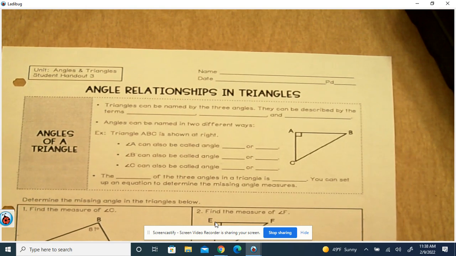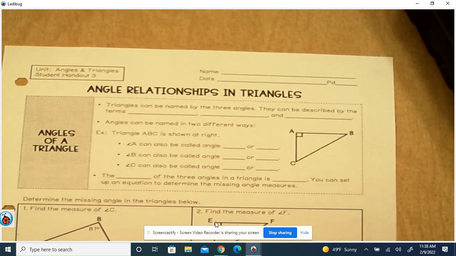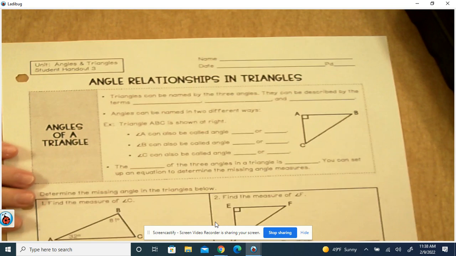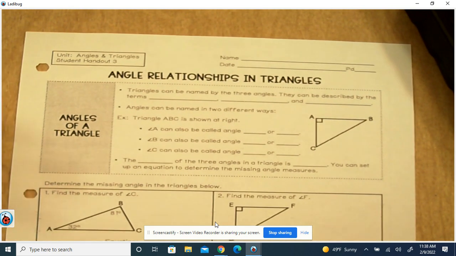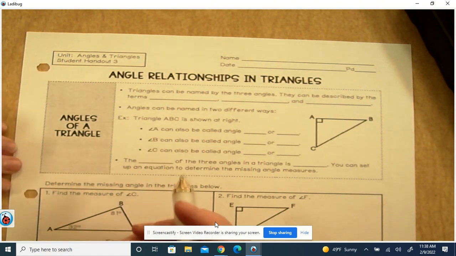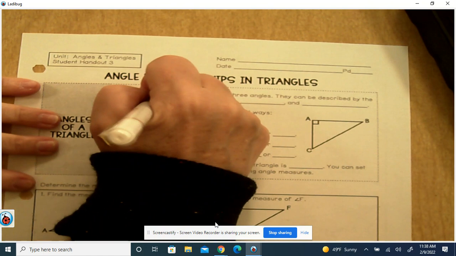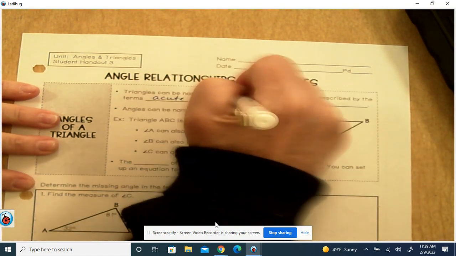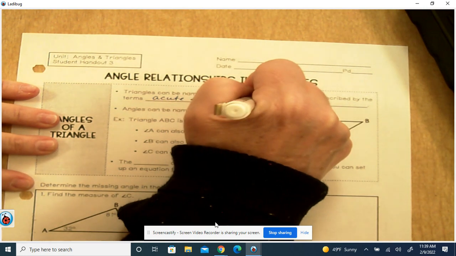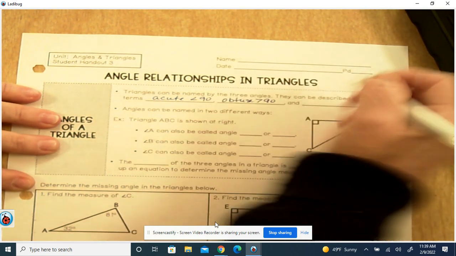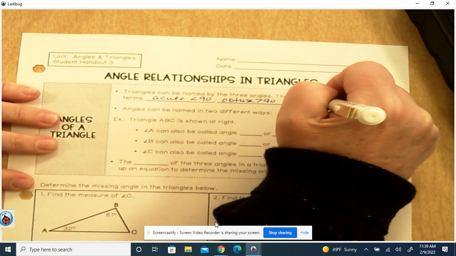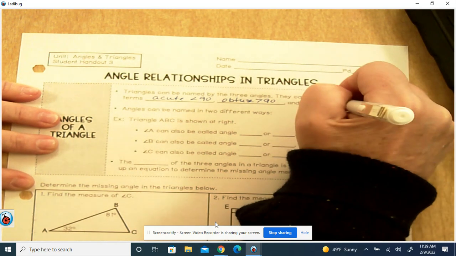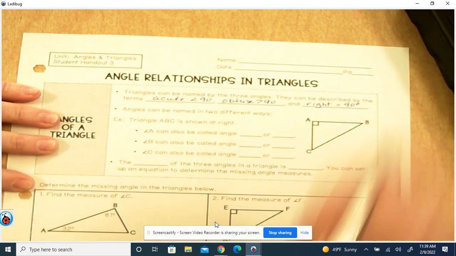Okay, this video is on angle relationships in triangles. We talked about the kinds of angles in the first lesson, I believe, where we talked about acute, obtuse, and right. So triangles can be named by their angles. They can be described by the terms acute, which is less than 90, obtuse, which is more than 90, and then right, which equals exactly 90 degrees.